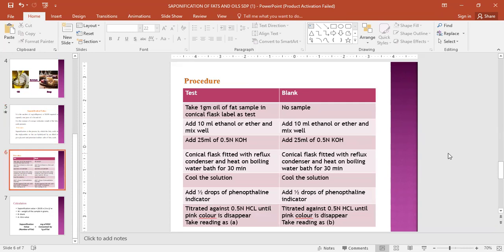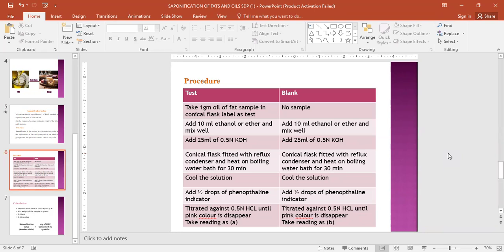So the procedure for calculation of the saponification value. Firstly, take two conical flasks, labeled as the test conical flask and the blank conical flask. The first step is to take 1 gram of oil or fat, which is used as a sample, and add it into the test conical flask.